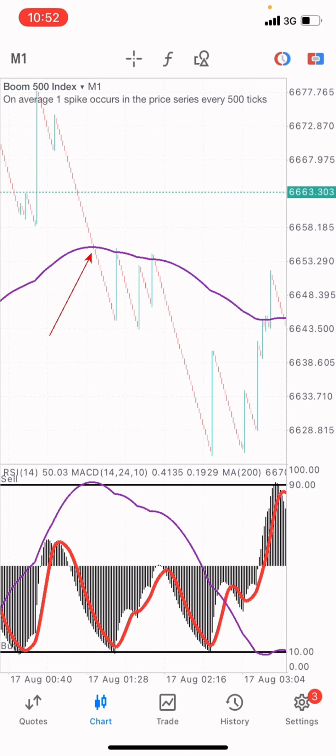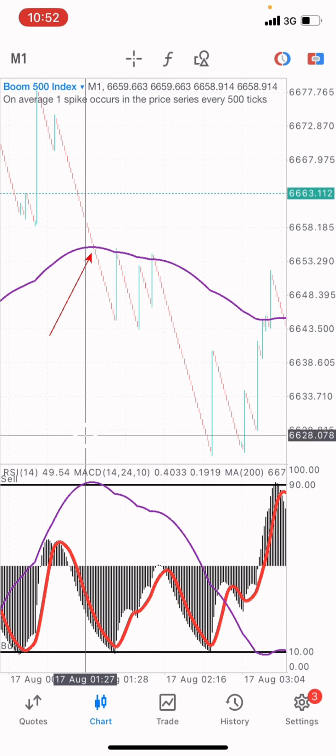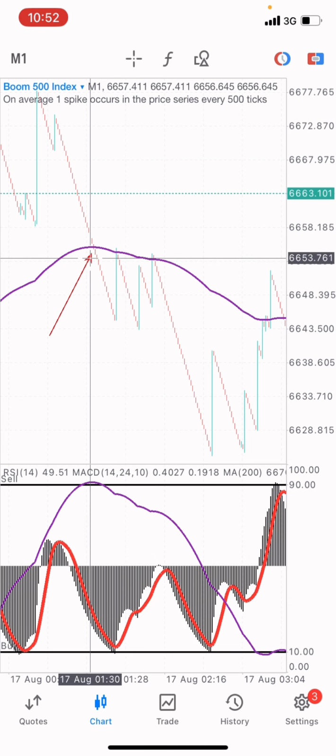So in today's video, I'm going to show you guys how to trade the Boom 500 index successfully and how you can use this trading strategy to make profit on the market. Right now we're looking at the market structure, and you can currently see this red arrow line pointing towards the moving average. First of all, I'm going to show you guys the parameters for these indicators. We're currently using 3 indicators, but the 4th indicator is the moving average.